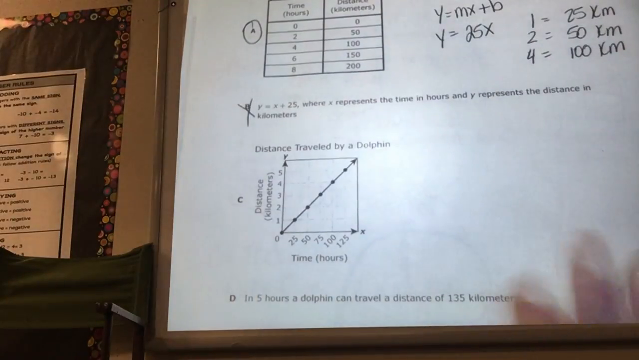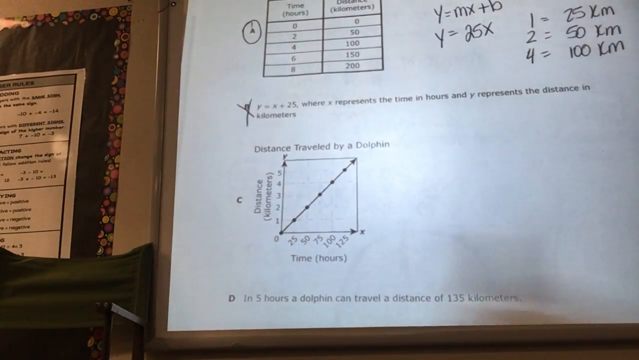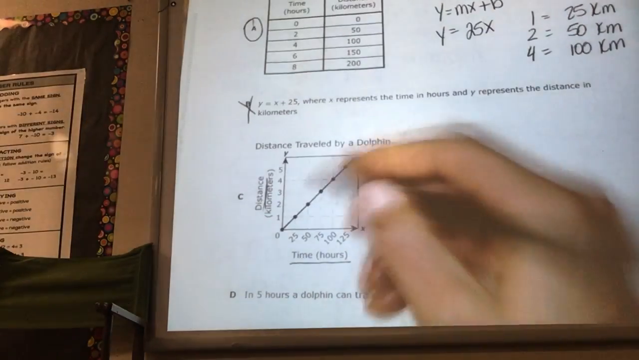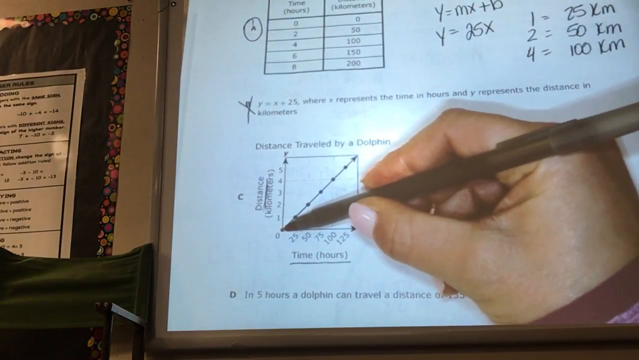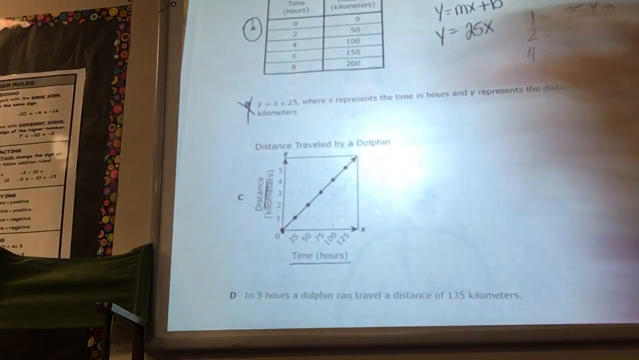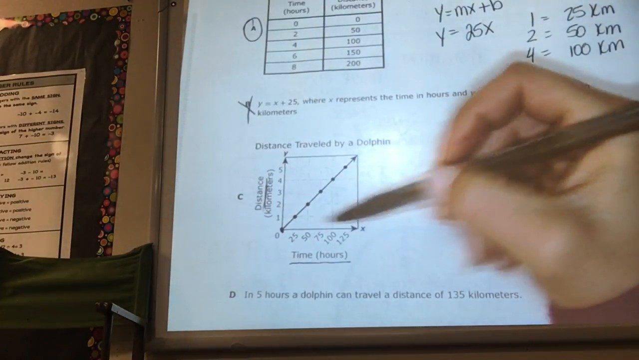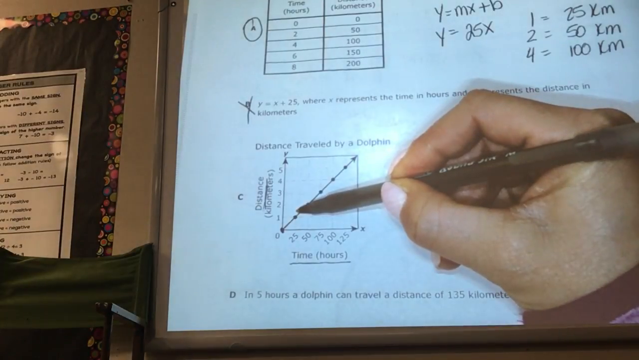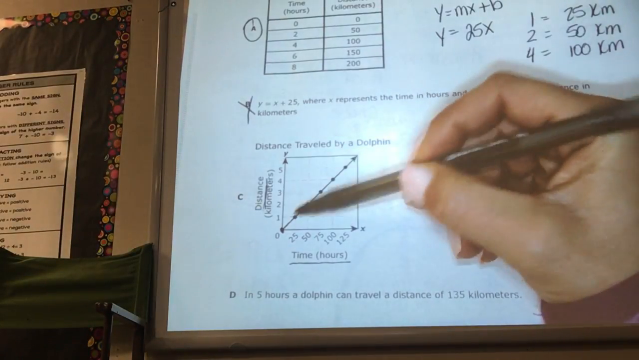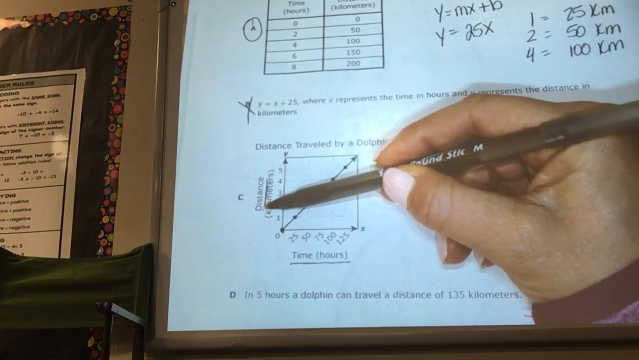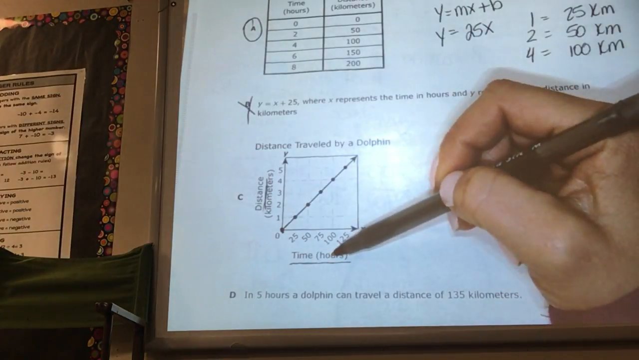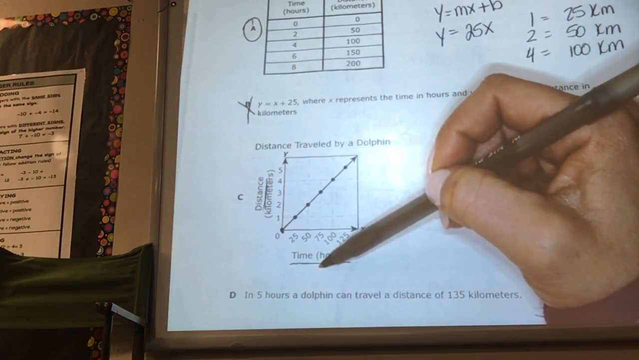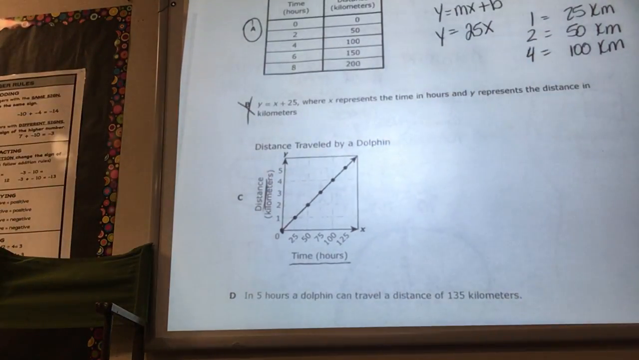The graph down here, distance traveled by a dolphin, over here we have distance, and now down here we've got our time. So in 0 hours, it would go 0 kilometers, so that's good. Time in hours, in 25 hours, it would go 1 kilometer. That doesn't make sense. If this side over here was the time, and this was the distance, this graph would work, but the labels are not correct to show that information.